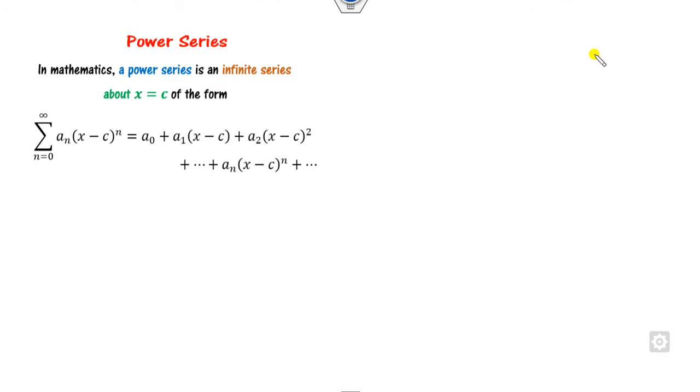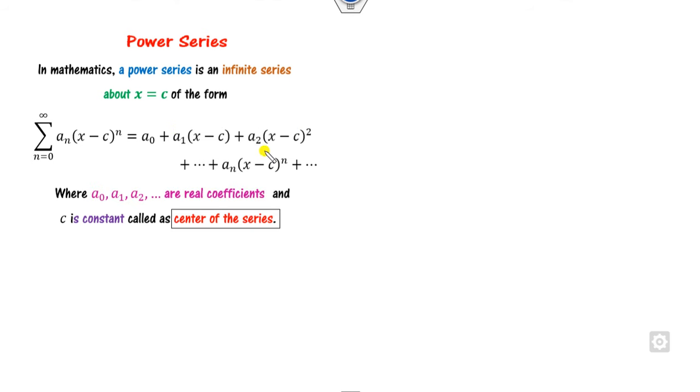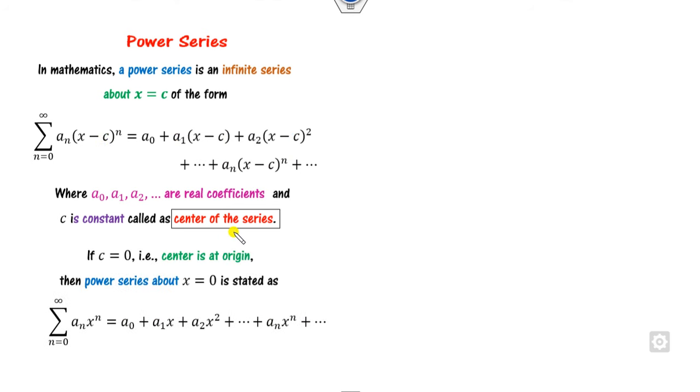So first of all, what is the power series? A power series is an infinite series about the center x equals c, of the form: if you write any series in terms of x minus c, that is called a power series, where the a_i's are called the real coefficients and c is called the center of the series. If you consider c as zero, then we call it the power series about x equals zero, like a0, a1 and so on.